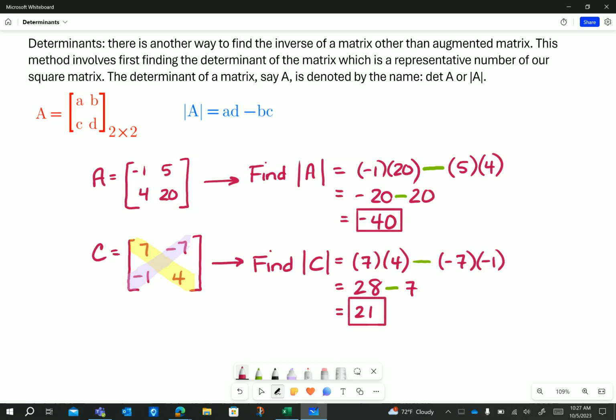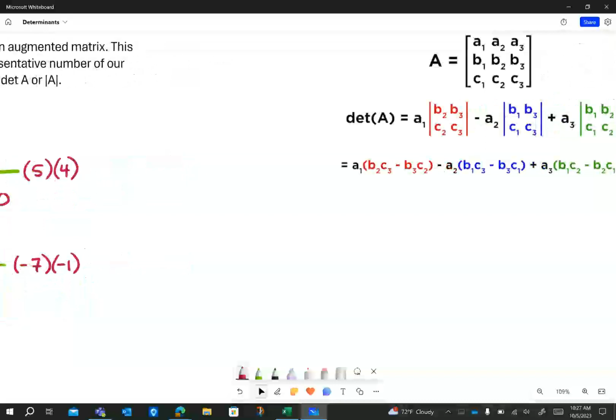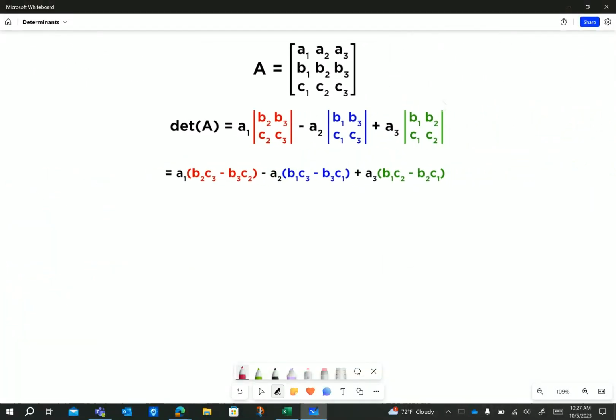So let us move on to a 3 by 3 matrix. Again, 2 by 2 and 3 by 3 are the only ones you need to make sure you know how to work out. A 3 by 3 matrix has 3 rows and 3 columns.